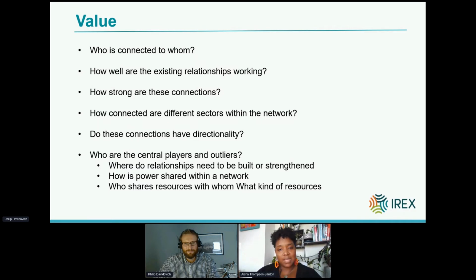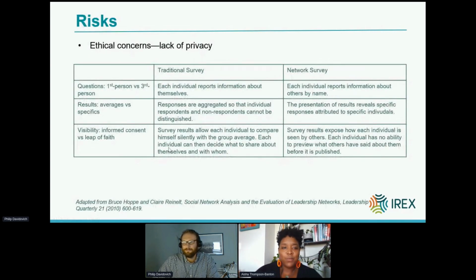Lastly, who are the central players and maybe the outliers, right? This can help us to inform where we need to build stronger relationships, or how power is shared within the network, or even who shares resources with whom and what kinds of resources. So, to you as practitioners, these are some of the questions. This is the value: understanding what it is, and the questions that it can help you to answer. Next slide, please.